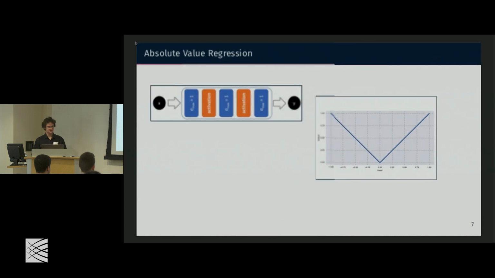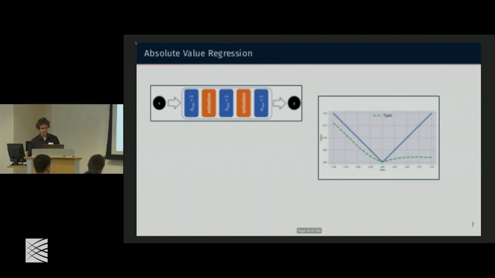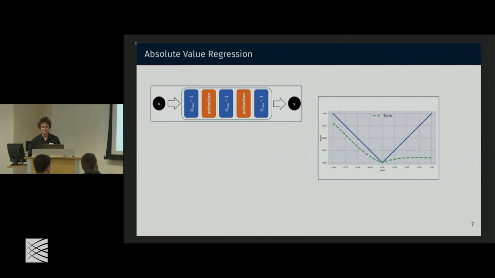Let's start simple. Take a sort of 3-layer fully connected neural network and try to train it to approximate the absolute value function. So the absolute value function is 1-Lipschitz, right? Because it has a slope of 1 everywhere. So let's take the linear layers for granted now, and let's just pick tanh, a common activation function. This is what you get when you train with tanh. So it's not the absolute value, obviously.